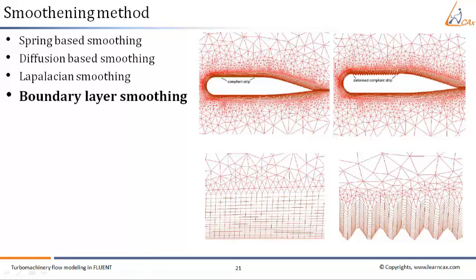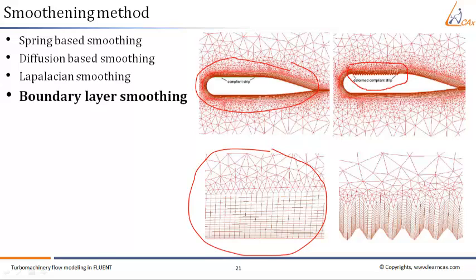As shown here, we have an initial geometry with its boundary layer mesh as shown in this figure. There is a deformed compliant strip of this particular geometry, and using the UDF motion we have tried to retain the boundary layer mesh using the boundary layer smoothing.